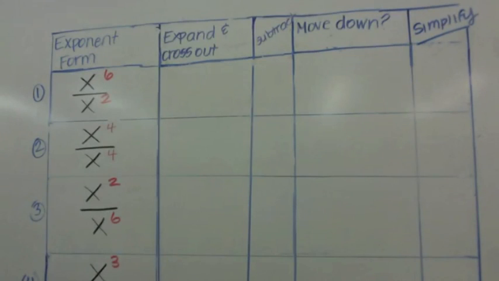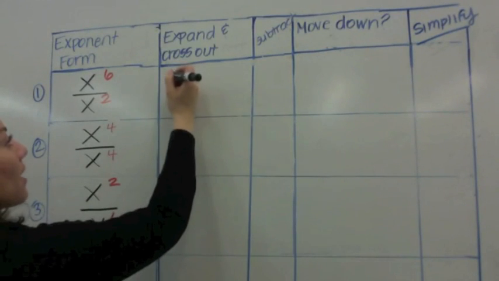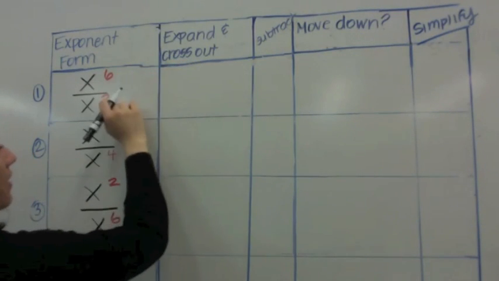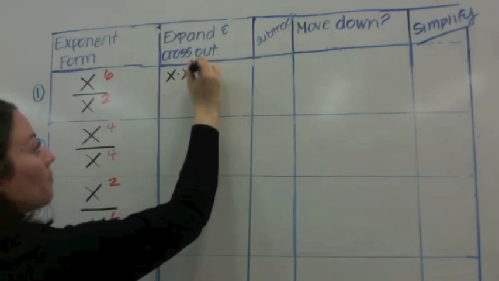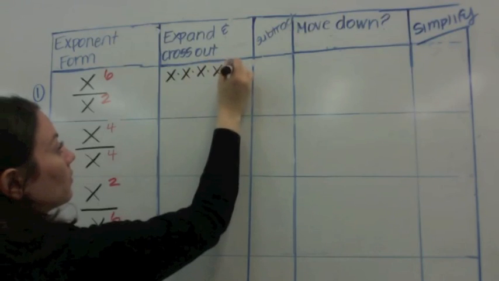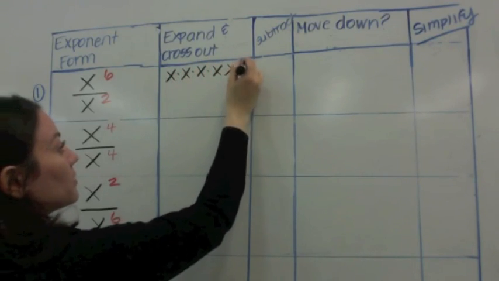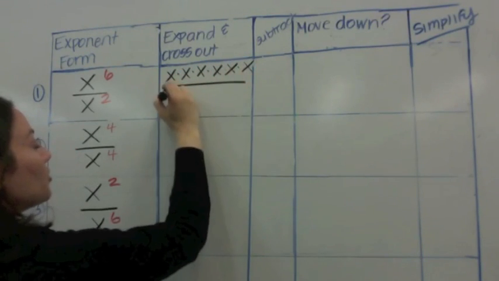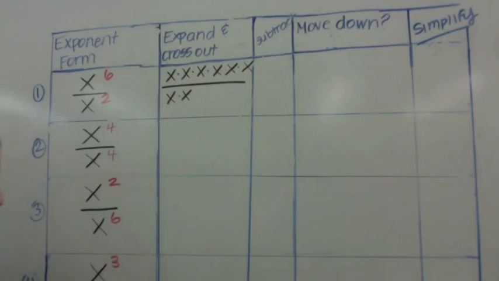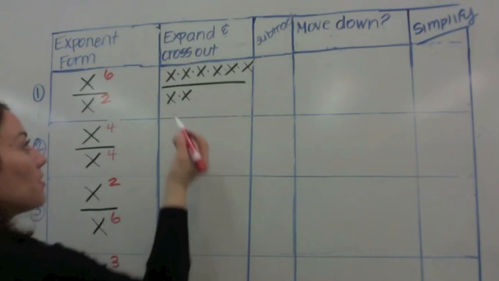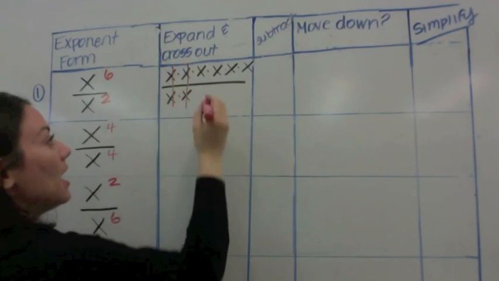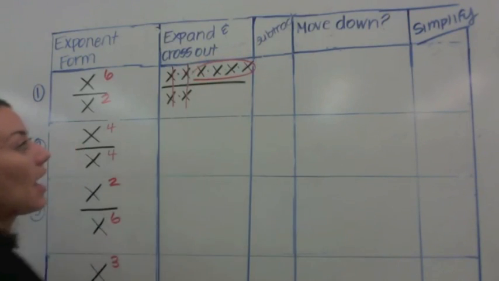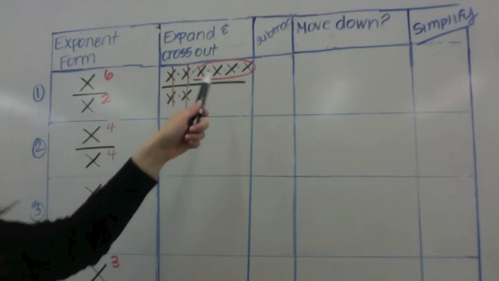So let's take a look at the first one. You have x to the 6th power divided by x to the 2nd power. So that's going to be 6 x's at the top being multiplied together: 1, 2, 3, 4, 5, 6. You're going to be dividing it by 2 x's at the bottom being multiplied together. Again, whenever you see x on the top and x on the bottom, they make 1. And how many x's are you left with? X to the power of what? X to the power of 4.